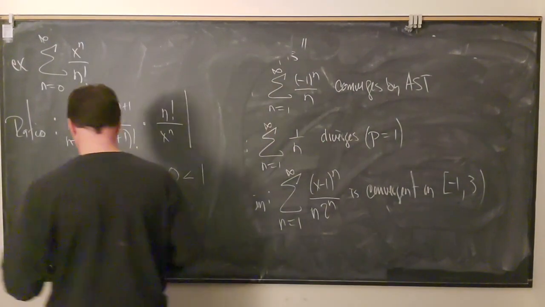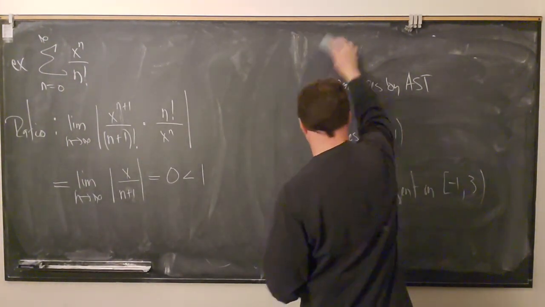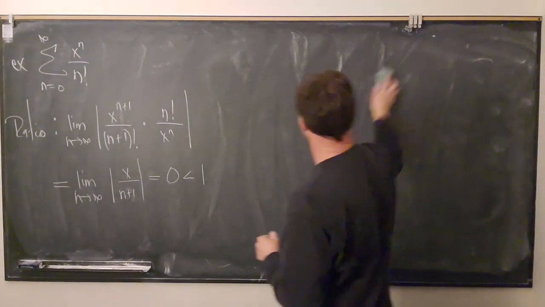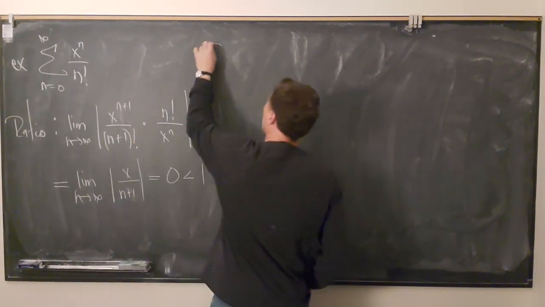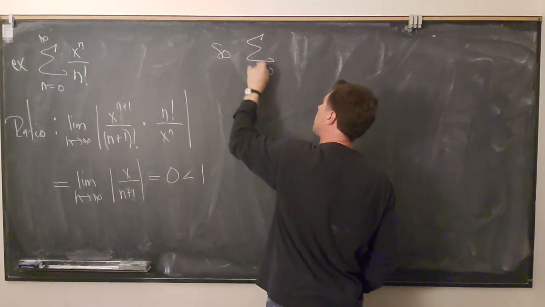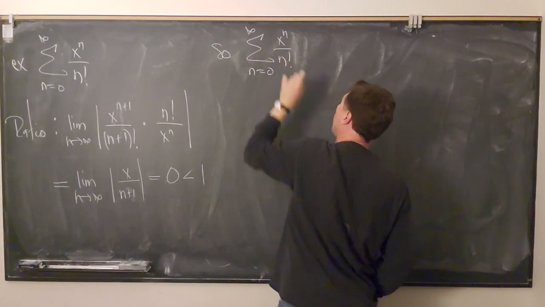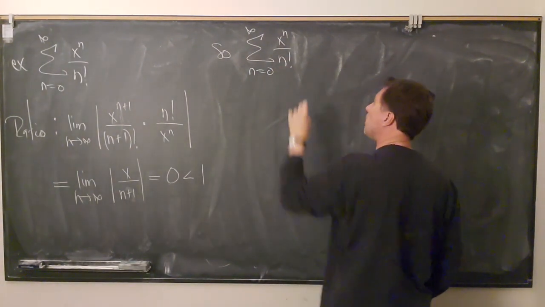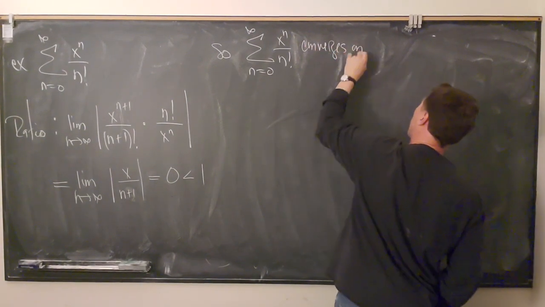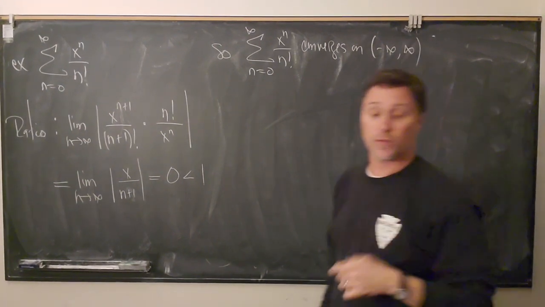So our power series, the sum n equals 0 to infinity, x to the n over n factorial, converges on the interval from -infinity to infinity. It converges for all real numbers.